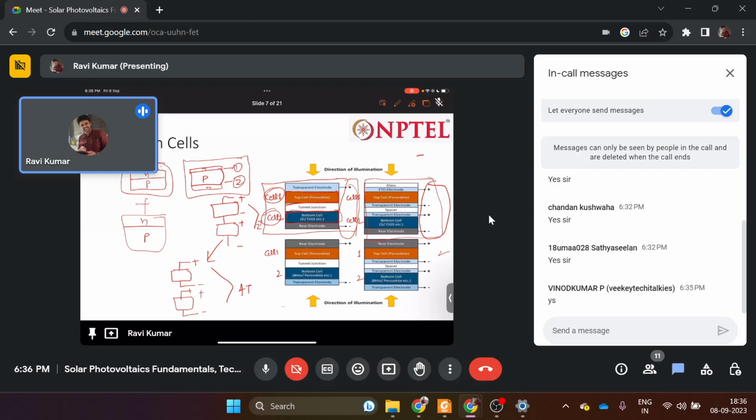So there are many configurations. Configuration means we have cell 1, cell 2. Light can come first on cell 1, then go through cell 1, and then go to cell 2. On the other hand, we can have cell 2 first, then cell 1. So light first will come on cell 2, then it will go to cell 1 after the transmission. Based on this, we can have individual output of these solar cells, or we can have a combined output. For the combined one we have a two terminal cell, and for the individual one we have a four terminal solar cell.